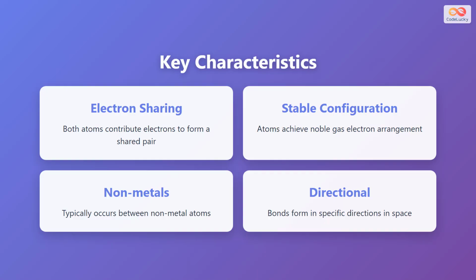Covalent bonds have several important characteristics. First, both atoms contribute electrons to form a shared pair, creating a bond between them. Second, this sharing helps atoms achieve stable configurations, typically completing their outer electron shells. Third, covalent bonds typically occur between nonmetal atoms, which have similar tendencies to attract electrons. Finally, these bonds are directional, meaning they form in specific directions in space, giving molecules their unique three-dimensional shapes.